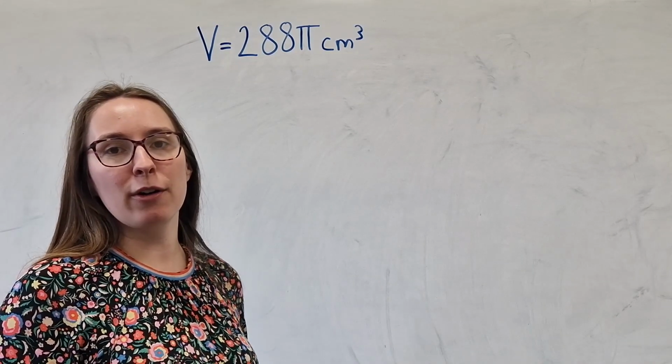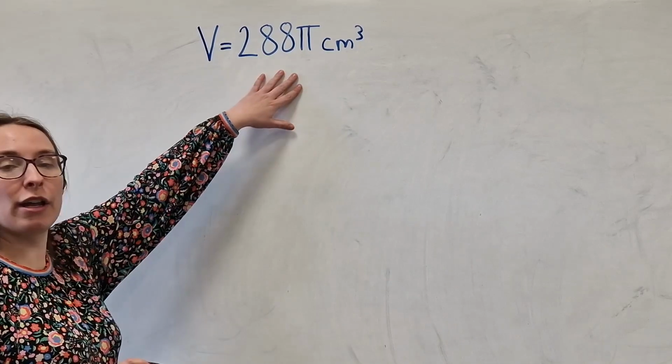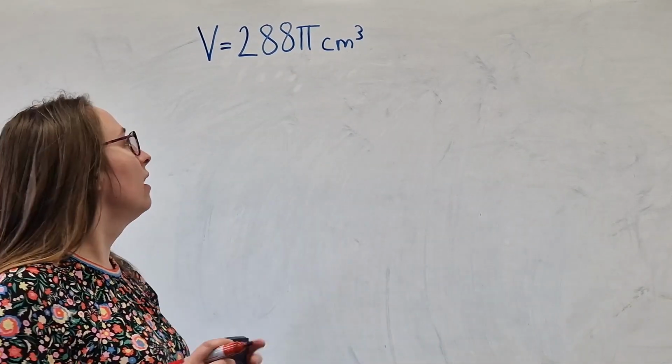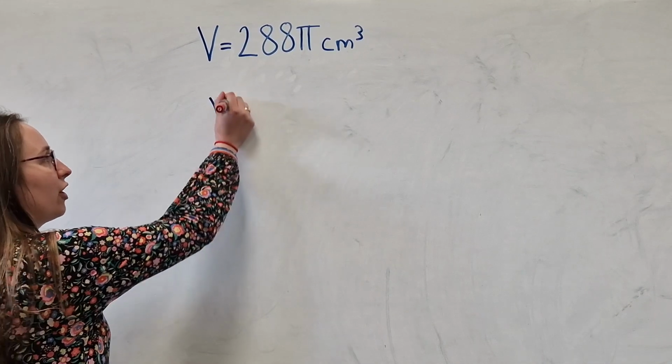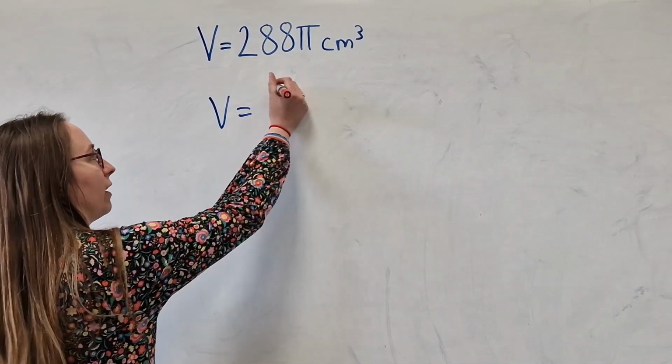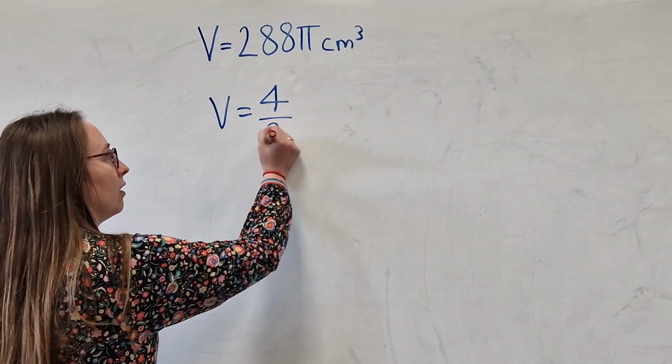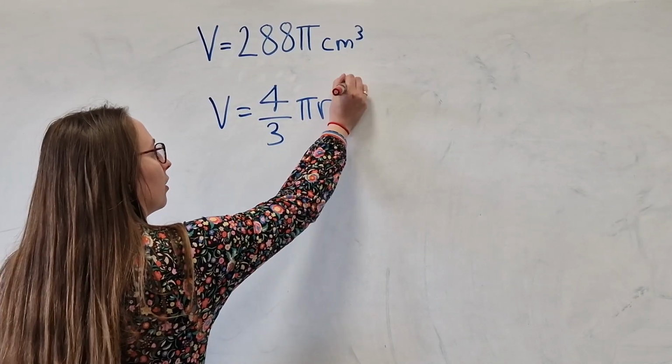So this is a three-part question, and in the question you're given the volume of a sphere, and in part A you're asked to find the surface area of the sphere. So first off, let's write down the general formula for the volume of a sphere. So 4/3 pi r cubed.